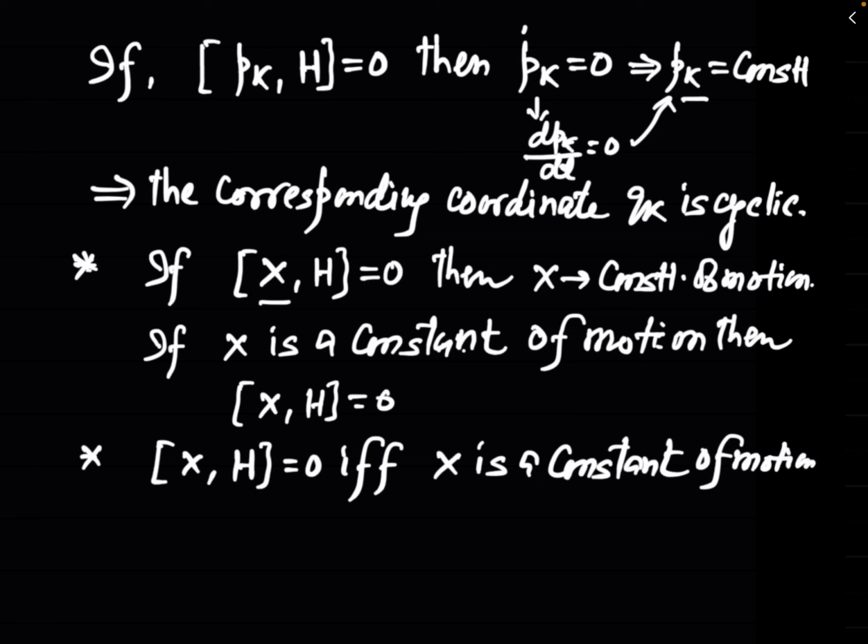So this statement actually implies that if you consider that x is a constant of motion, then its Poisson bracket with Hamiltonian will vanish, and conversely you can say that if the Poisson bracket of x with h vanishes or it is equal to 0, then x is definitely a constant of motion. Actually, this fact is very important in constructing a constant of motion. So when we will see the numerical problems based on constant of motion, this idea will be utilized.